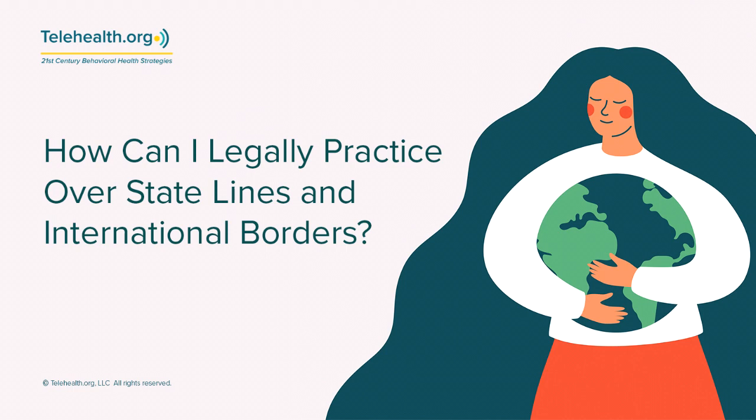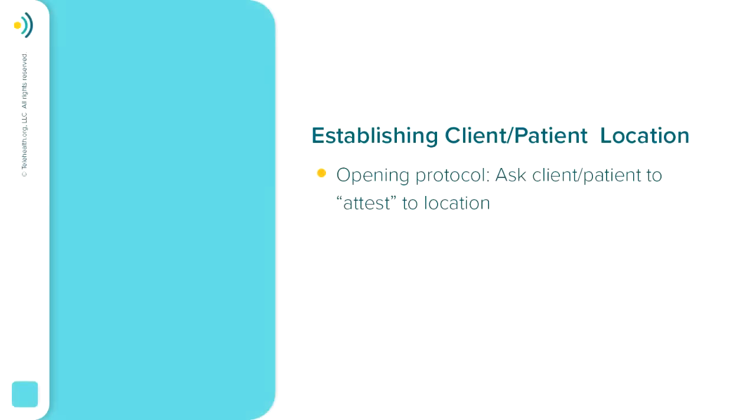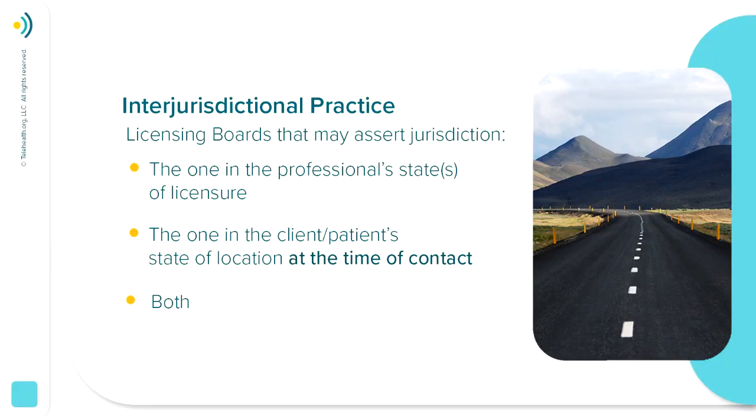This is an introduction to interjurisdictional practice. How do you establish where the client is at the time of contact? You can ask your client to attest to their location. You can do that at the beginning of every session. Oh, Joe, hey, nice to see you. You just, for the record here, just tell me where you are.